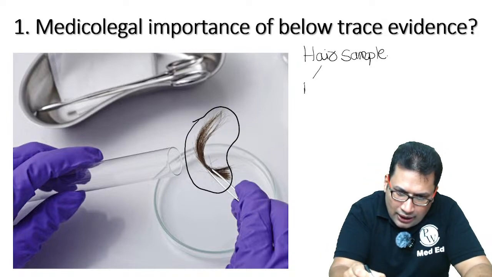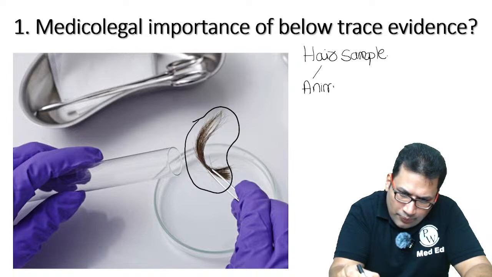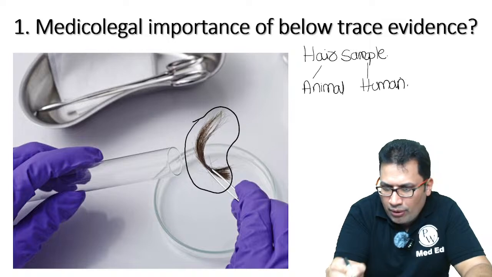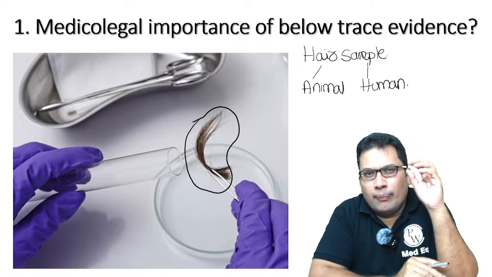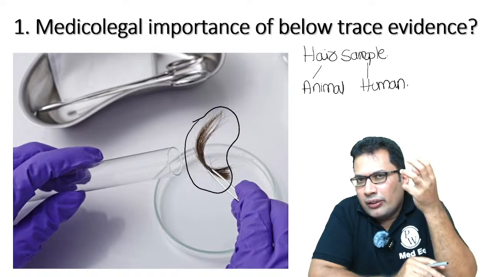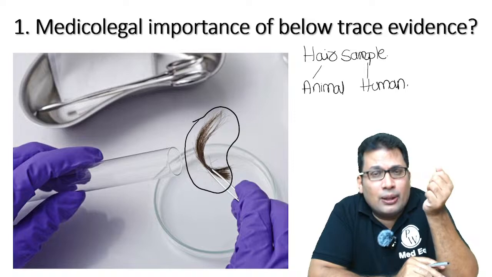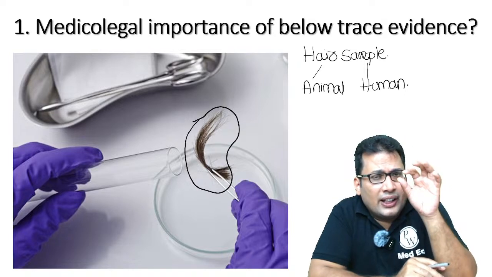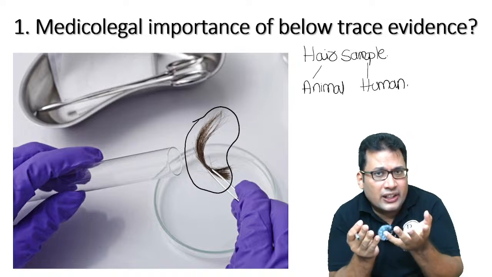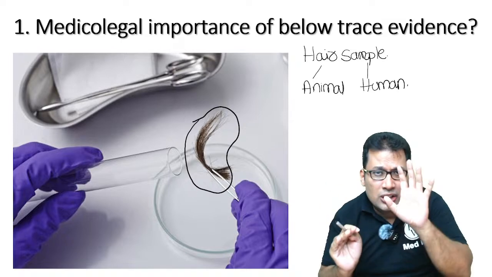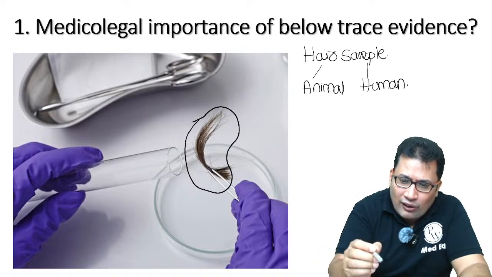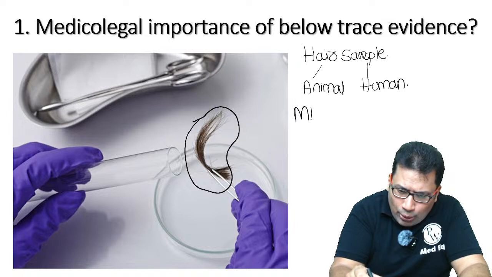So hair can be animal hair, or it can be human hair, right? Remember the funda: hair has cortex and medulla. The medulla is very thick in case of animal hair, and very thin in case of human hair. So if the microscopy finding is given, and the medulla is very thick, it must be animal hair. If the medulla is very thin and the cortex is large, it must be human hair. So hair sample, you are right. Then MLI, medico legal importance.